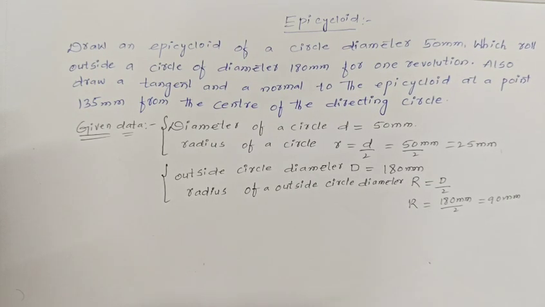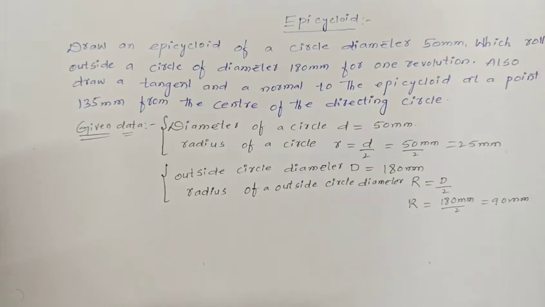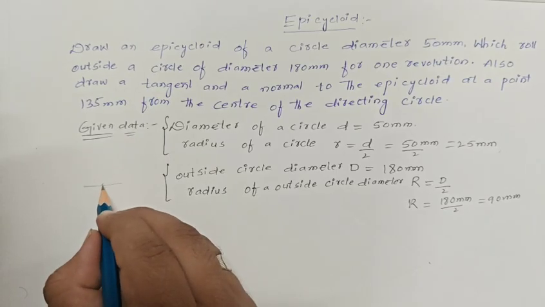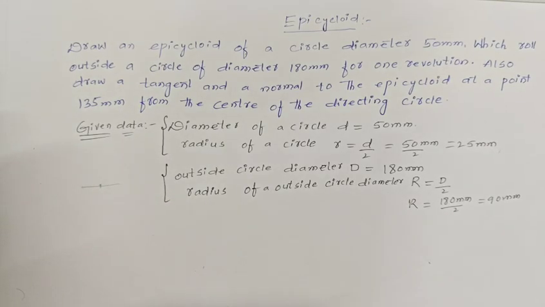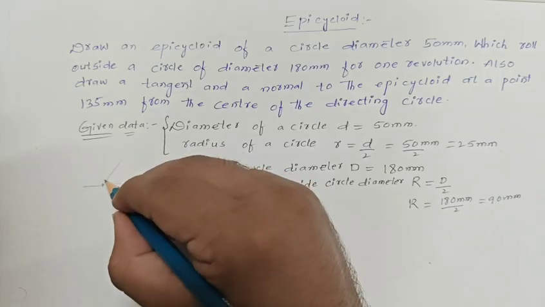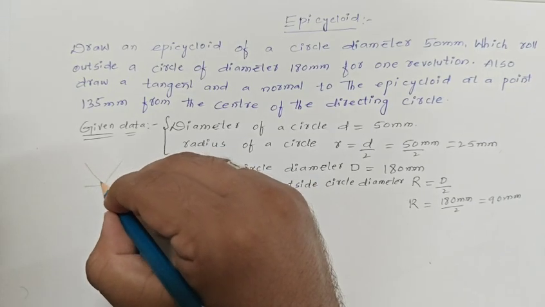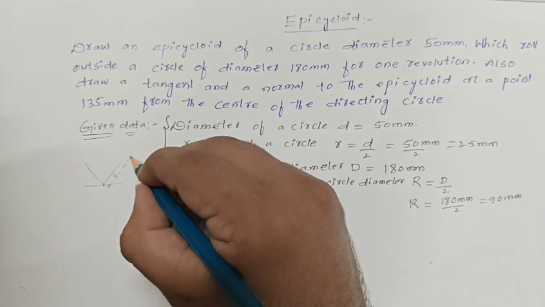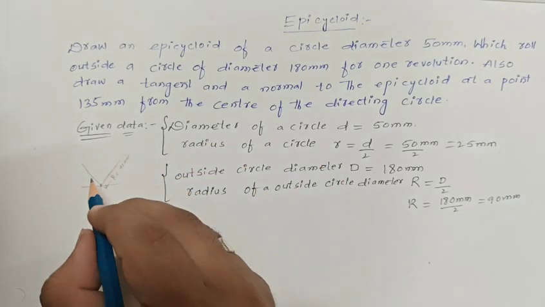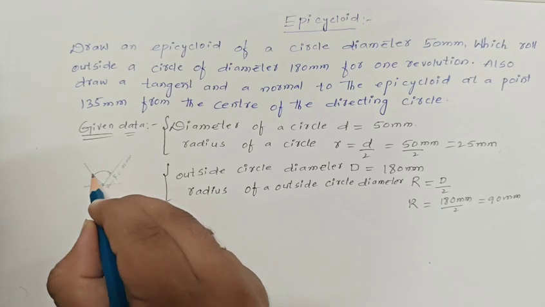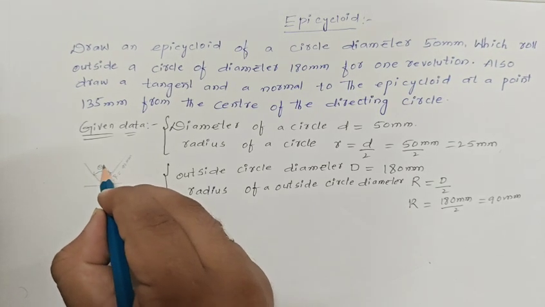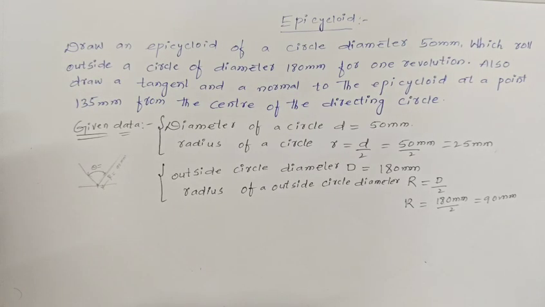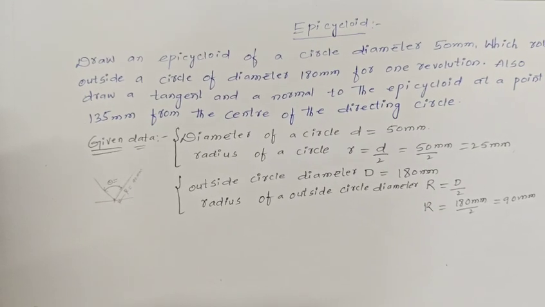Okay, let us see. First thing is we need to take one reference line from this point. Then we need to take the outside radius of the circle. This should be 90 mm. This is 90, this is 90. Meanwhile, we need to find this angle, known as the subtended angle. Then how to find out this angle? Let us see.